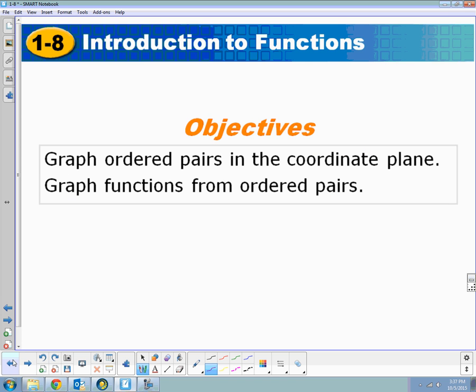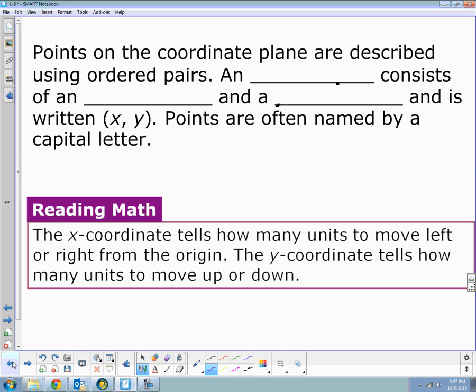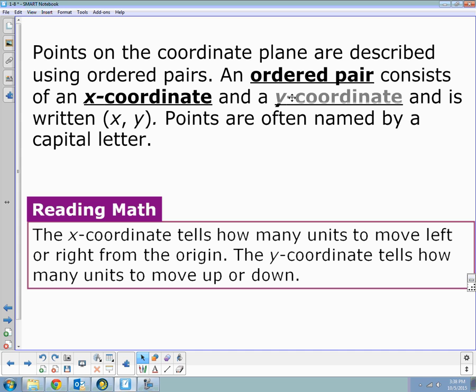Okay. So points in the coordinate plane are described by using ordered pairs. These ordered pairs consist of an x coordinate and a y coordinate. We typically write them in this fashion: x, comma, y, with parentheses on either side. It's a lot like if you tell somebody where you live, you don't say I live by the oak tree near the pine tree. You say I live on maybe 8th Street and 7th Avenue.